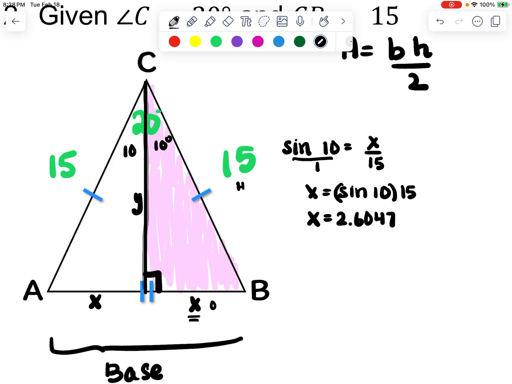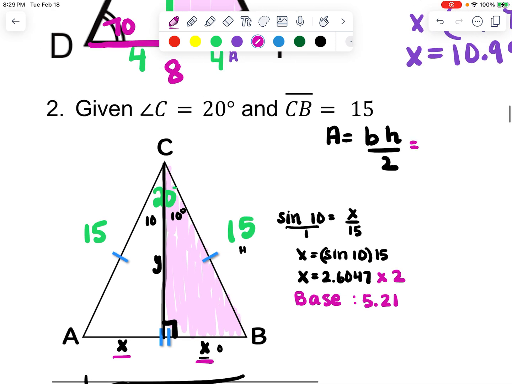Okay, now before you do anything, we need to get the whole base. So that's 2 of these. So I need to multiply that whole big decimal by 2 before I round it. Okay, so I'm going to go times 2, and I get, or I should say not X, but my base is now going to be 5.21. So I can come up here and I'm going to say, okay, my area, here's 5.21.